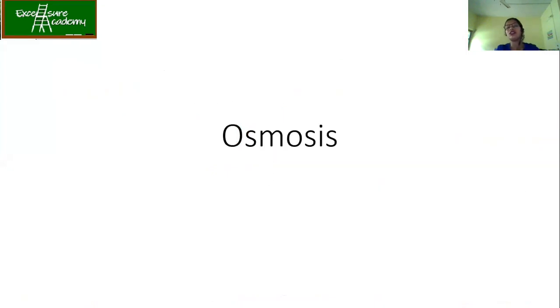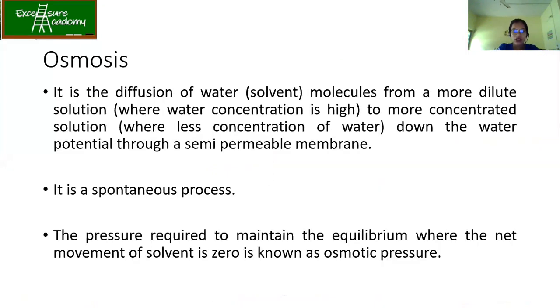After diffusion, let's talk about osmosis. What is osmosis? We have been studying all this since early 11th and 12th. It is the diffusion of water or solvent molecules from a more dilute solution, and when you say dilute solution, it means it has a high concentration of water, and it is moving towards a more concentrated solution where less concentration of water is there, down the water potential through a semi-permeable membrane.